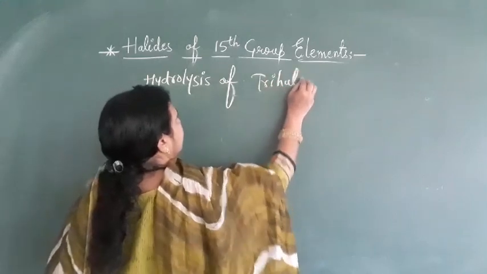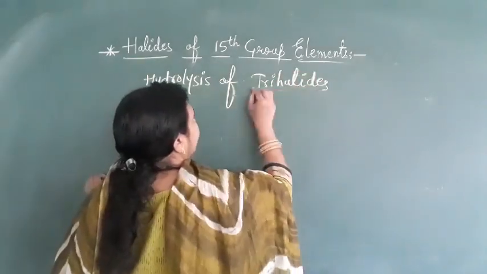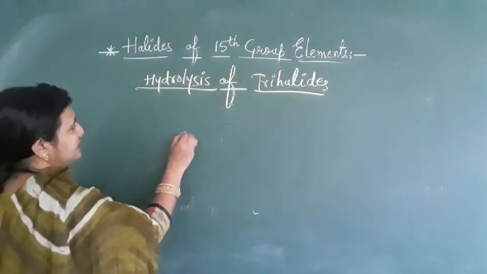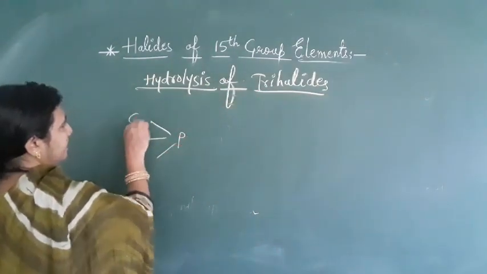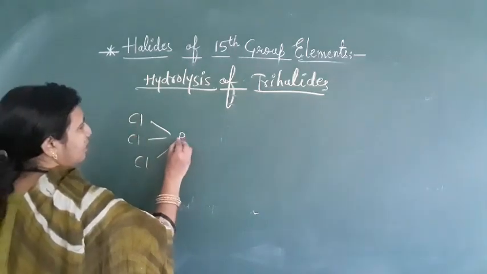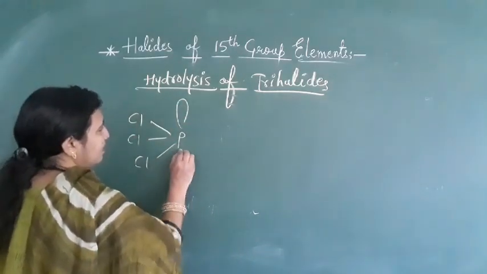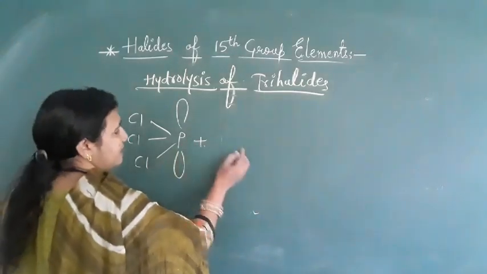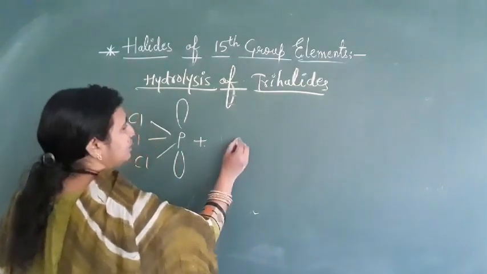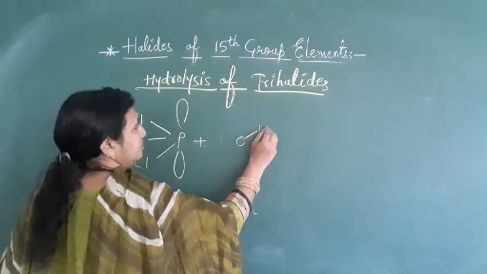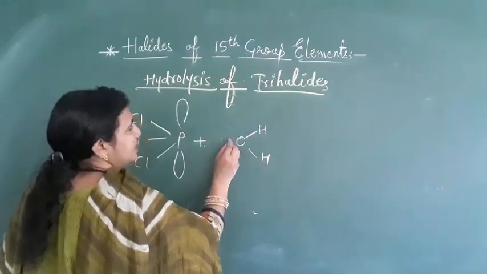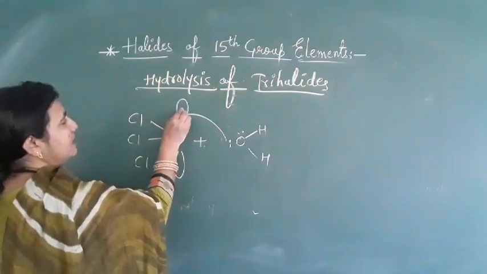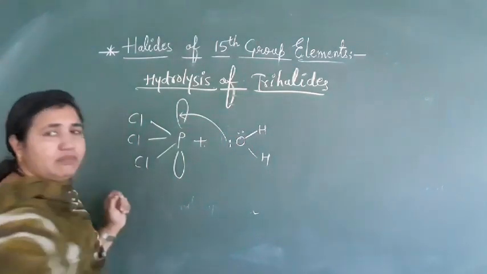This is important, hydrolysis of trihalides. In hydrolysis of trihalides, if you see first PCl3, in phosphorus we have empty d orbital here, and this is our water molecule. In this water molecule, oxygen has a lone pair, so here a coordinate bond will form.